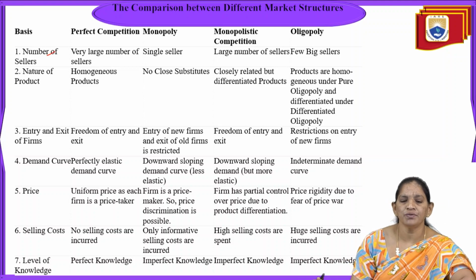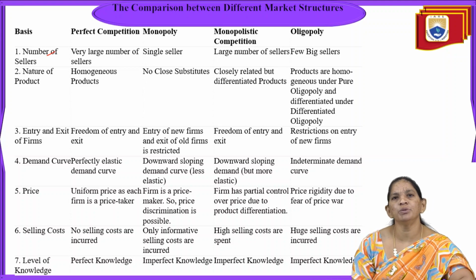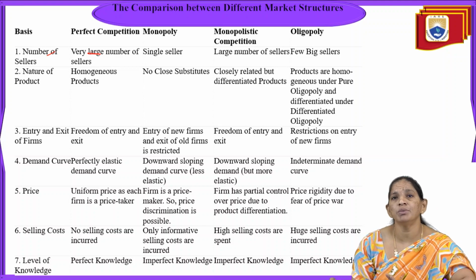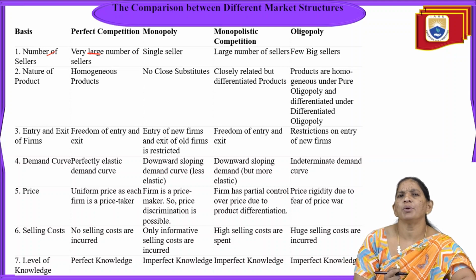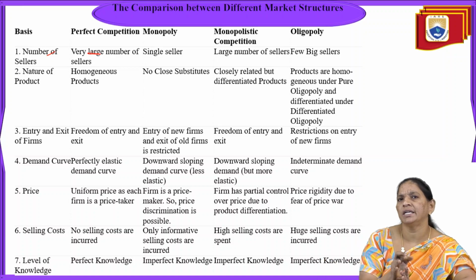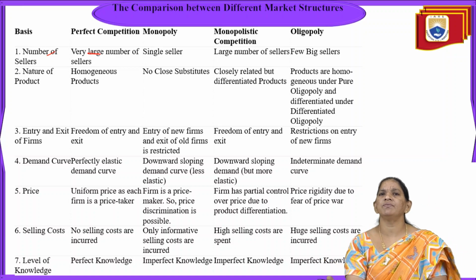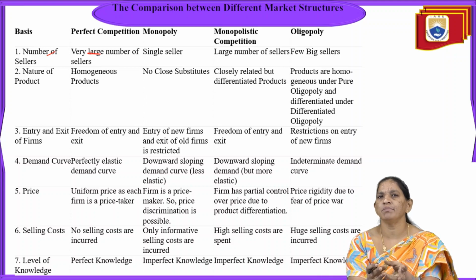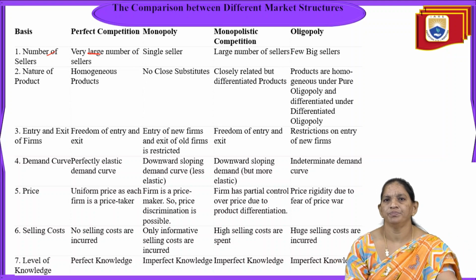In case of number of sellers, in perfect competition you are able to identify a very large number of buyers and sellers, meaning everybody who has a product can enter. There is no restriction for entry and exit. That's why a large number of sellers is there. They are placing the same and identical product.